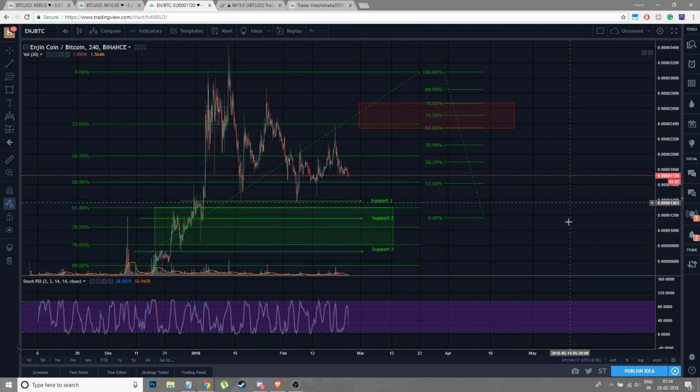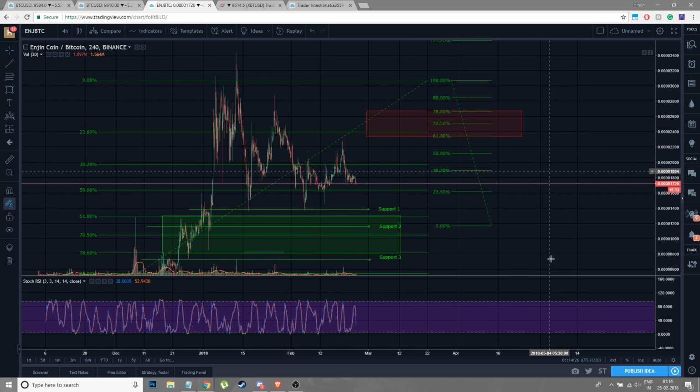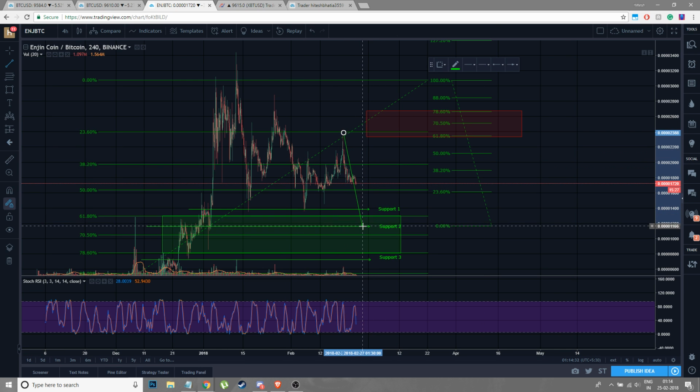Okay, never mind. So assuming it bounces at this level at support 2, which is at 0.00001163, you can assume that you can take profit at this level. So the move to the downside, while it's already happening, is looking like this for the moment, right?